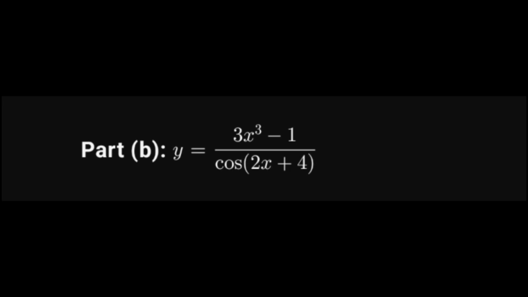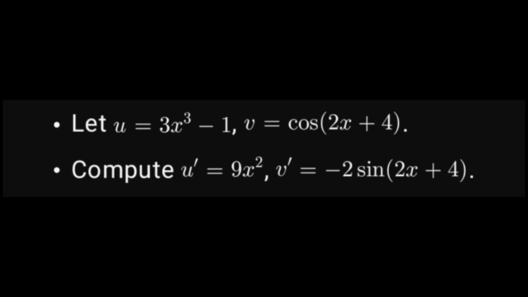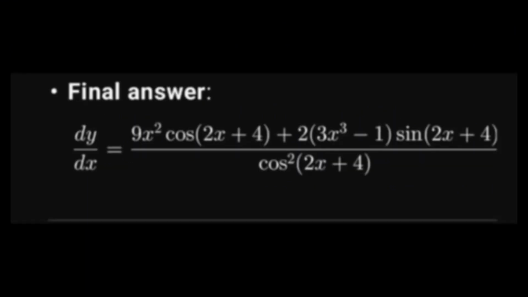The top is the u, and the bottom is the v. We do the derivative here, and we get u prime equals 9x to the power of 2, and v prime equals negative 2 sin(2x plus 4). So this is the final answer after you put everything following the quotient rule. It is plus because the negative 2 multiplies with the minus, so you get the plus.